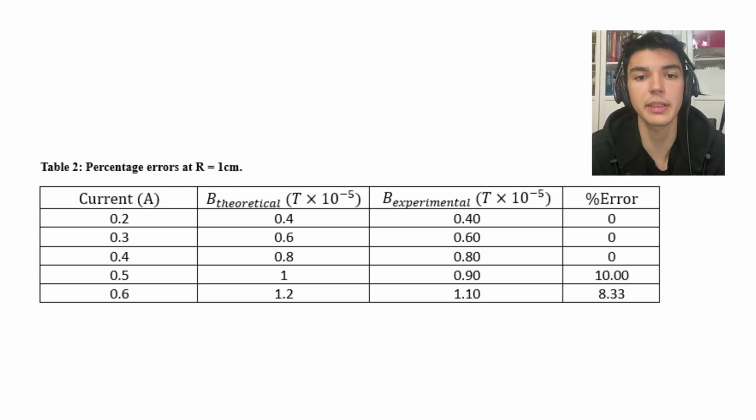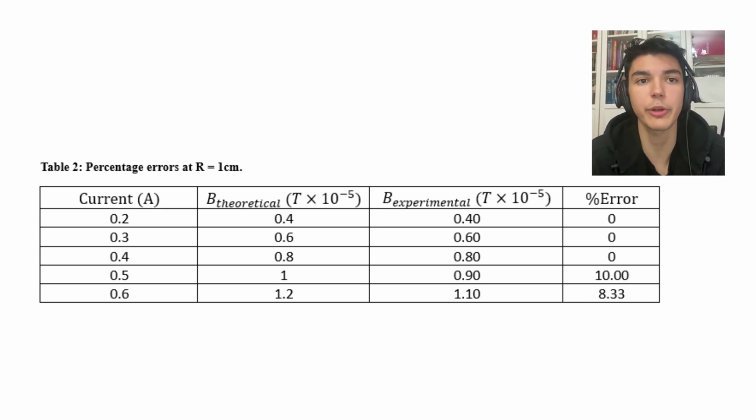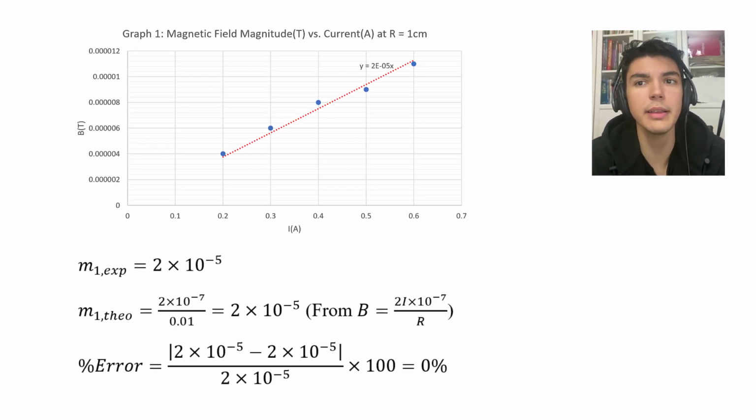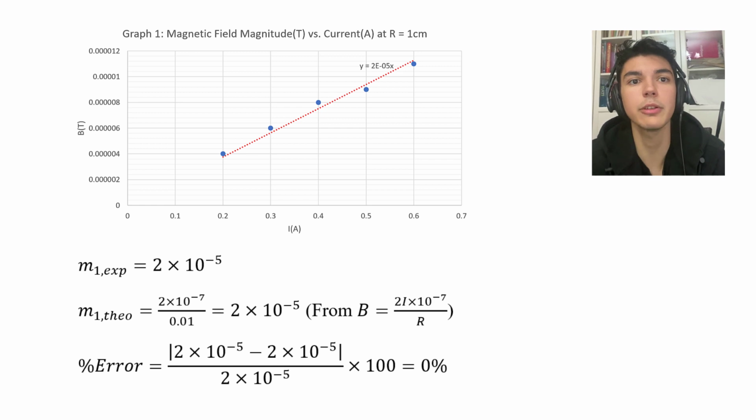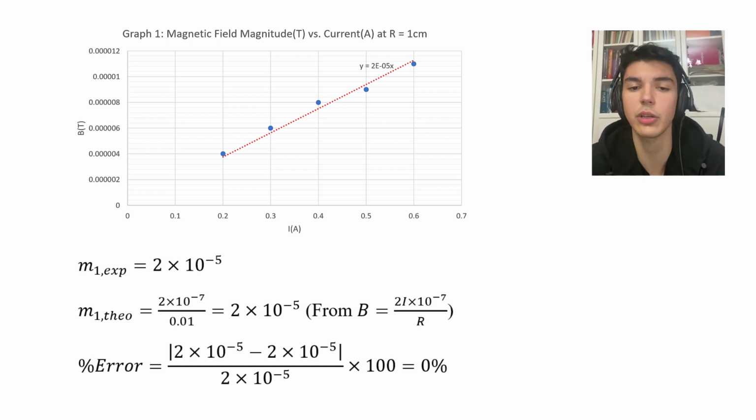At a distance of 1 cm, 3 of my 5 measurements had 0% error and the other 2 had a maximum of 10% percentage error at 0.5 amps. So the errors were insignificant. Then, when I compared the slope of the line of best fit with the theoretical slope, the percentage error was 0%. So my results were very in line with the theoretical values.